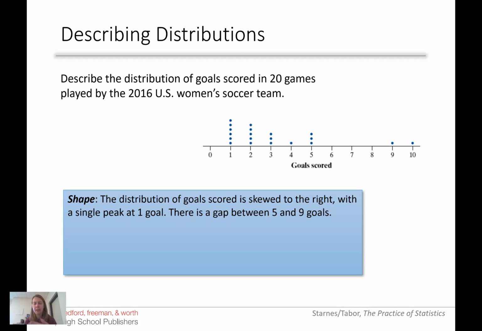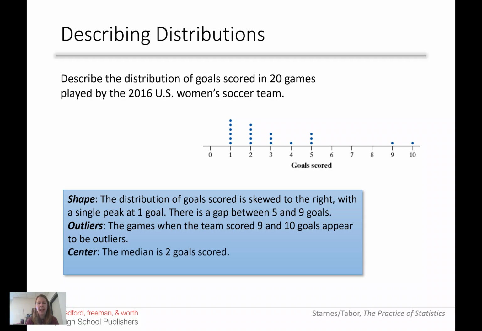So here, when we're talking about goals scored, the distribution is skewed right. Here we got those points 5 and 9. They're possible outliers. There is a gap between 5 and 9, and there's really only one peak around the 1 and the 2. Outliers, as I just said, potentially 9 and 10. And the center, I don't know if this has actually figured out the median. Oh, it did. The median is 2, so we're going to use that as the center since we have a skewed distribution.